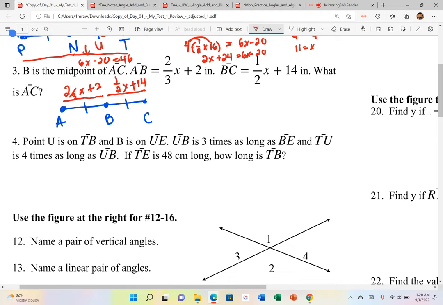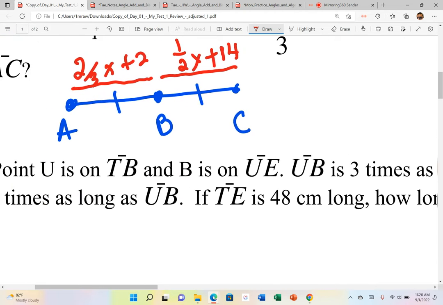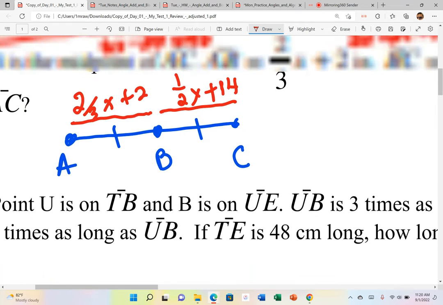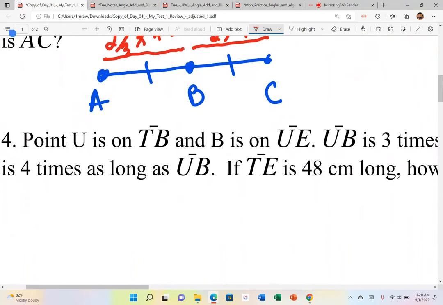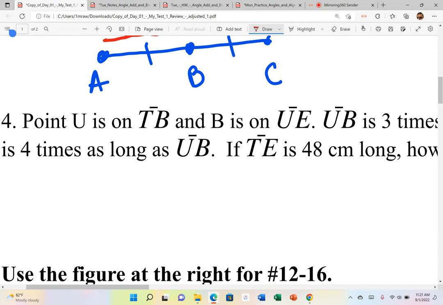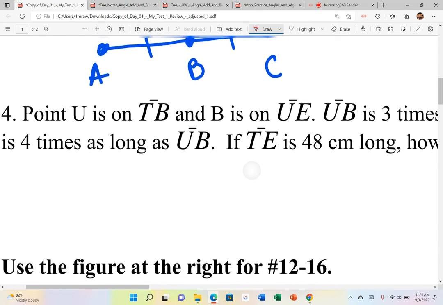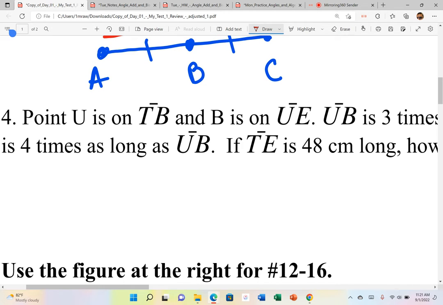What is AC? So, with that being said, right, I want you to think about the geometric concepts. Okay? Think about the geometric concepts. Don't think about the numbers. Okay? I'm trying to find AC, right? So, with that being said, instead of looking at those things, let's look at this whole segment. Okay? What do I know about this segment?